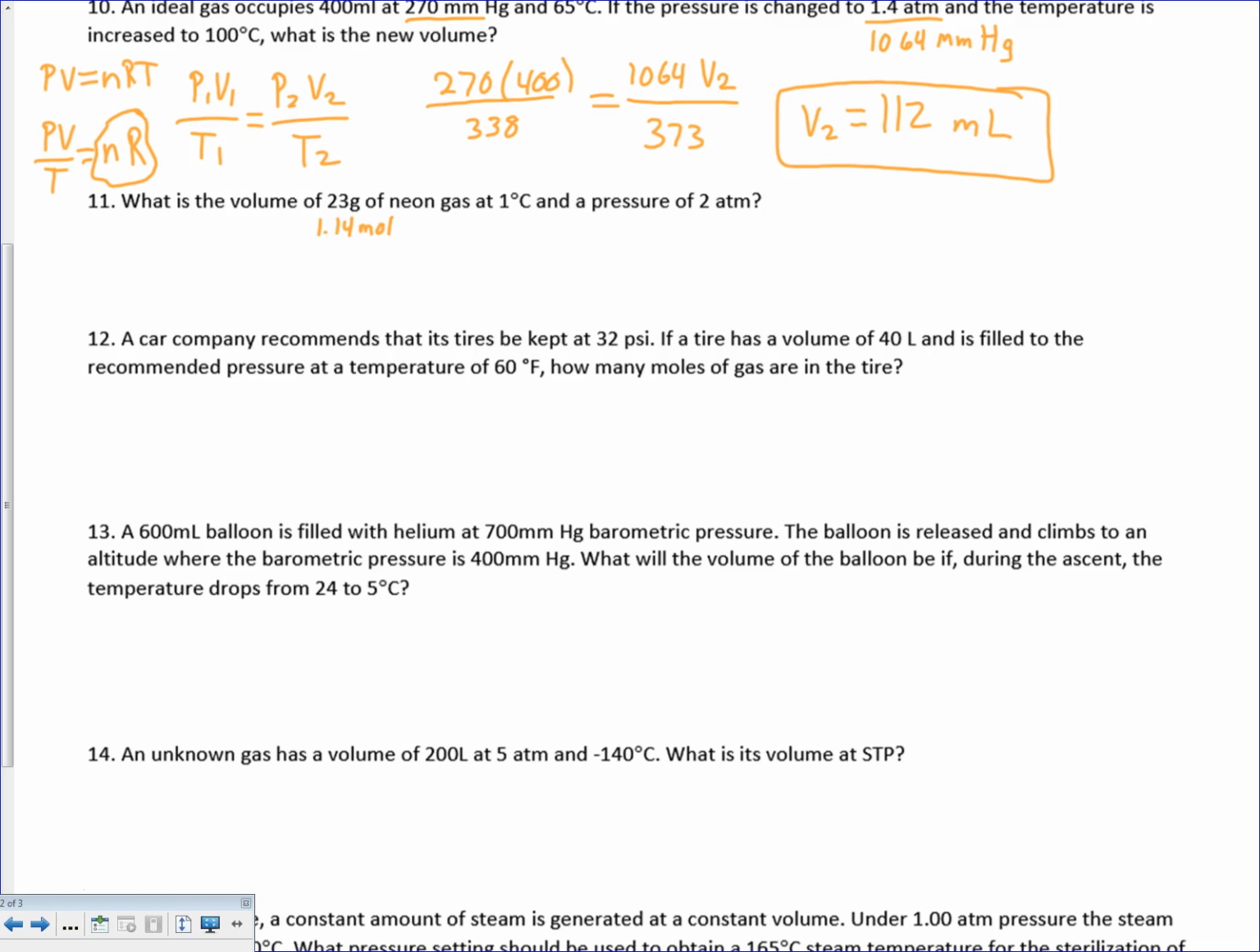Celsius isn't the correct temperature. We've got to put it into Kelvin, so it's 274 Kelvin. Now things are ready to plug in. So pressure, P is 2. Volume is what we're looking for. Number of moles, here we've got 1.14 moles. That's what we calculated. R is always 0.0821. Temperature in this case, 274. So solve for V there. You get volume equals 12.8 liters. And that is that.